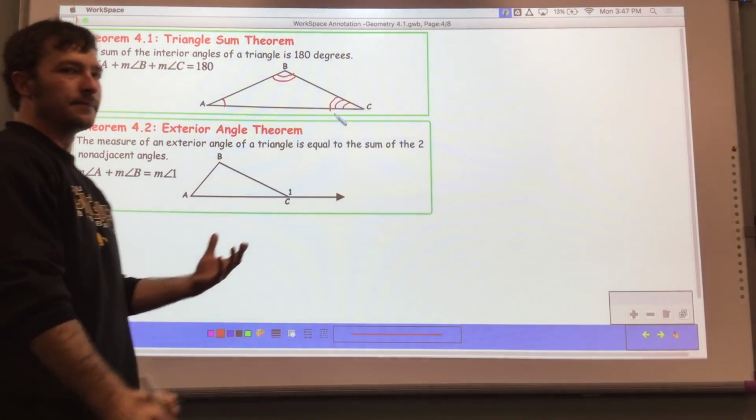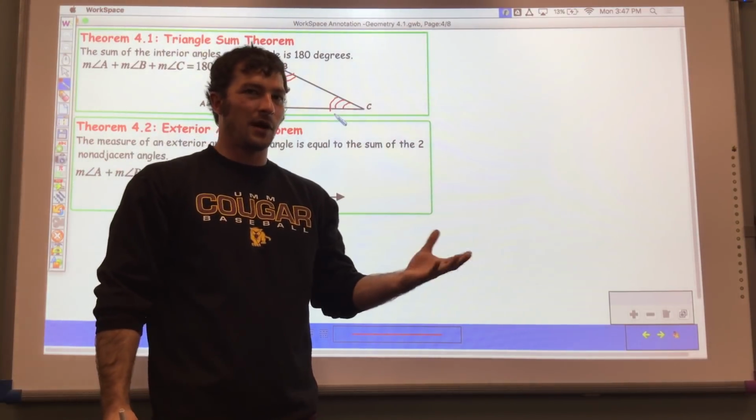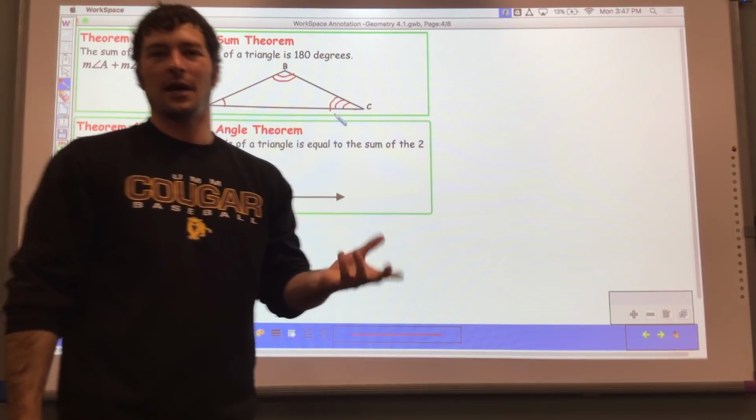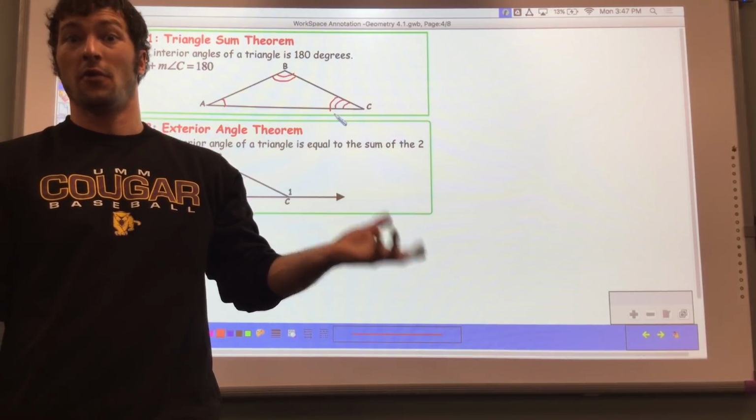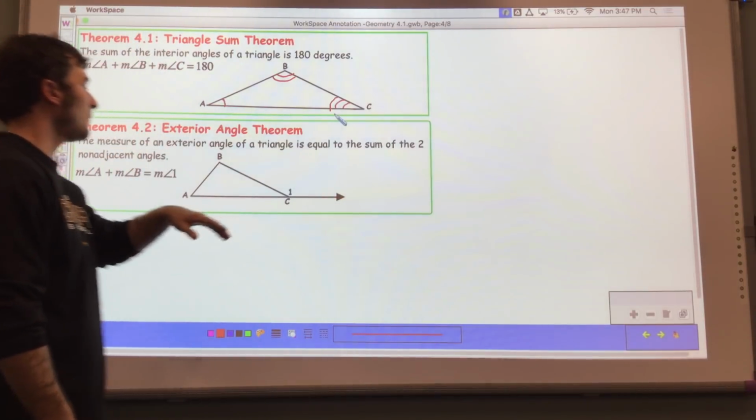So when we said earlier, we can't have a triangle with two obtuse angles, because that would mean you'd have a triangle with two angles greater than 90. Well, if you have that, then you have more than 180. So can't have it.